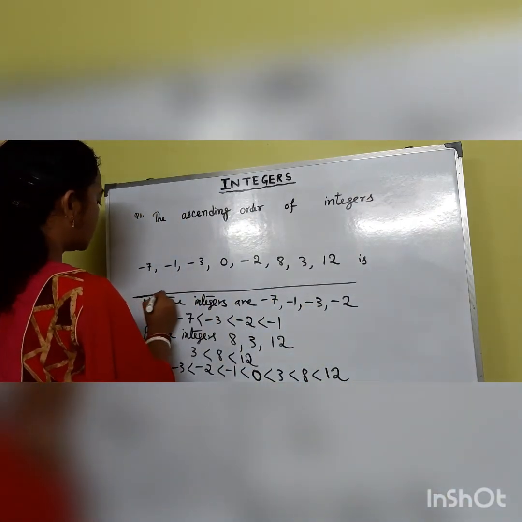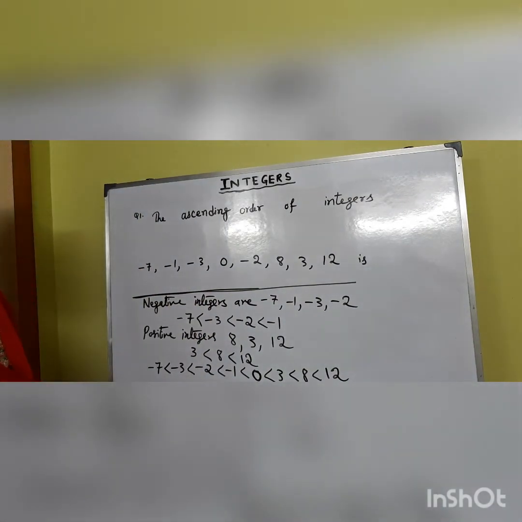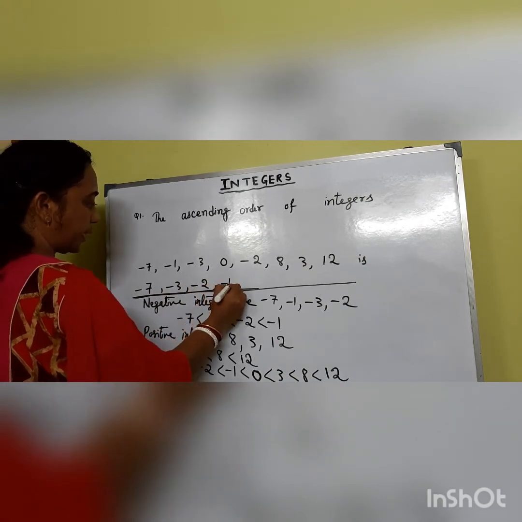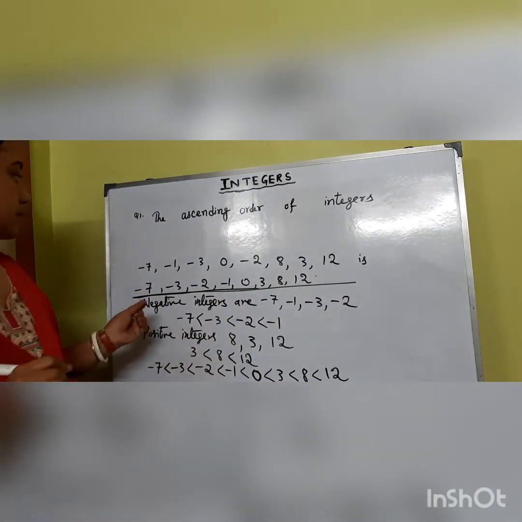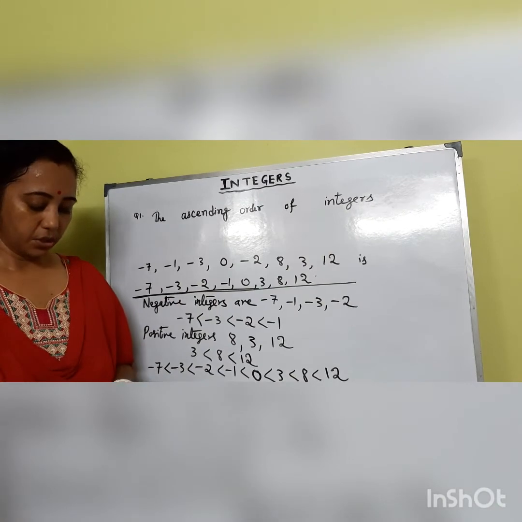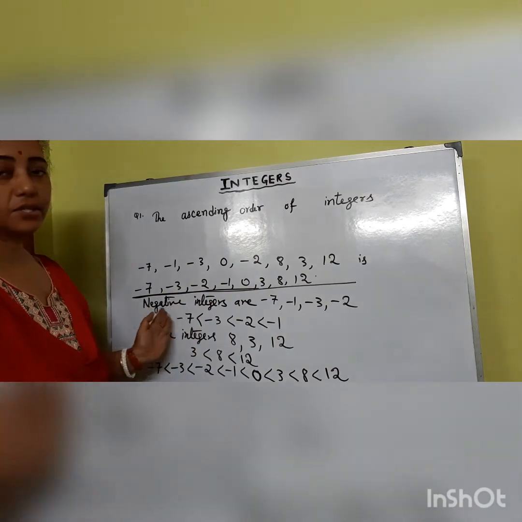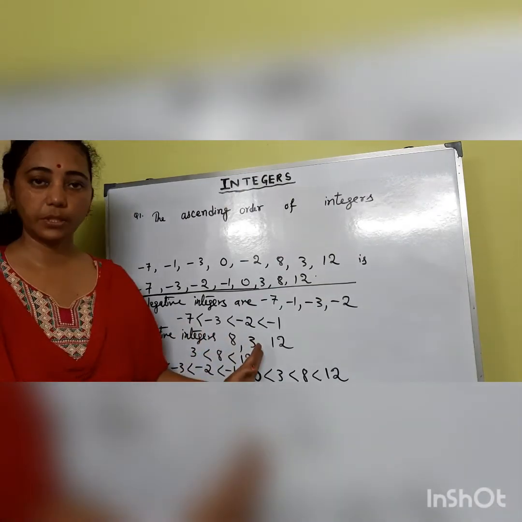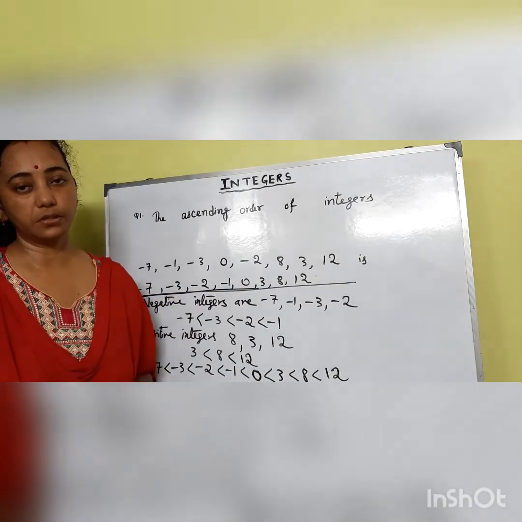So in this way we can fill in the blanks, arranging the integers in ascending order. So here we write first minus 7, then minus 3, then minus 2, then minus 1, 0, 3, 8 and 12. This is the ascending order of the given integers. So in this way, if descending order is asked, then first we write the negative integers and arrange them in descending order. After that, the positive integers, and we arrange them in descending order. After that we combine the two.